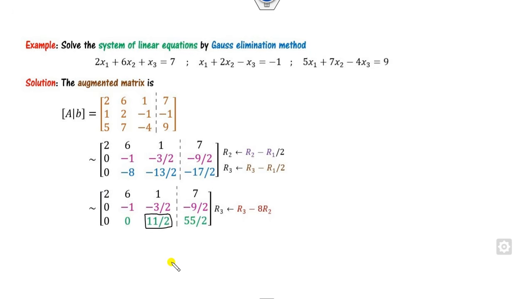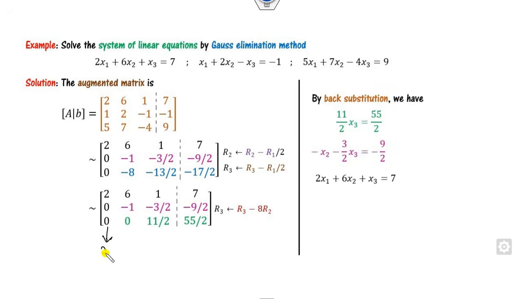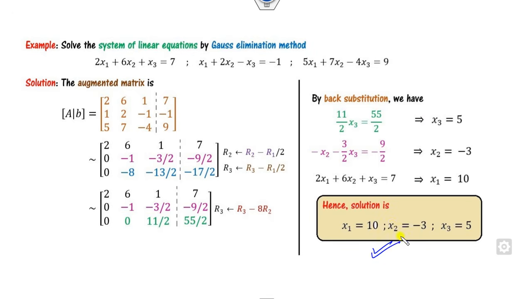Fine. Now next one is, this is my box element. Now since there is no element below, we can use the back substitution. How can you write this back substitution? This column is my x1, this is my x2, this is my x3. So I can write 0x1, 0x2, 11 by 2 x3 is equal to 55 over 2. 0x1 minus x2 minus 3 over 2 x3 is 9 by 2 and so on. So from here you can easily find the value of x3 as my 5. I can substitute the value of x3 from here. You can get the value of x2. I can substitute the value of x3 and x2 here. You can find the value of x1. So thus my solution will be here.